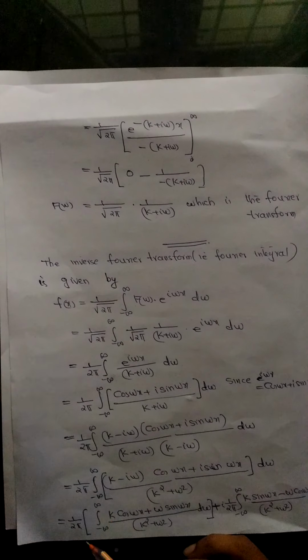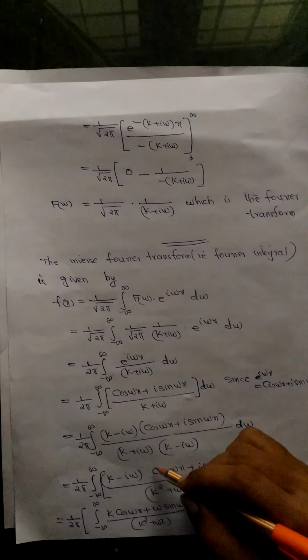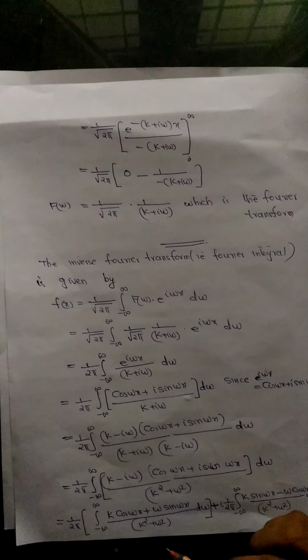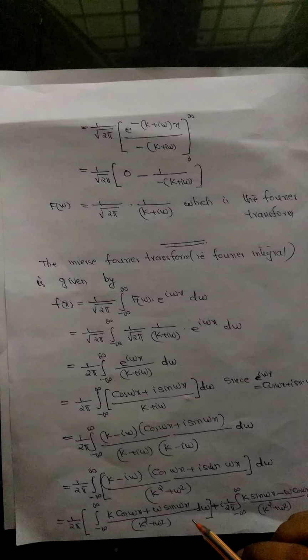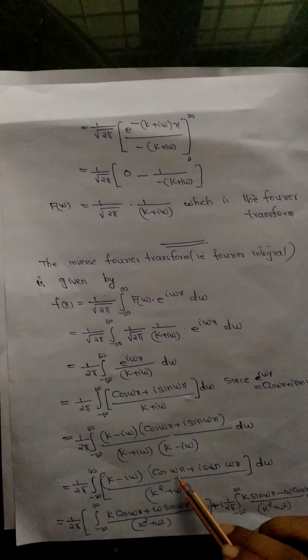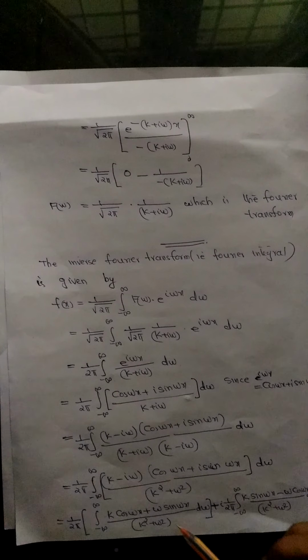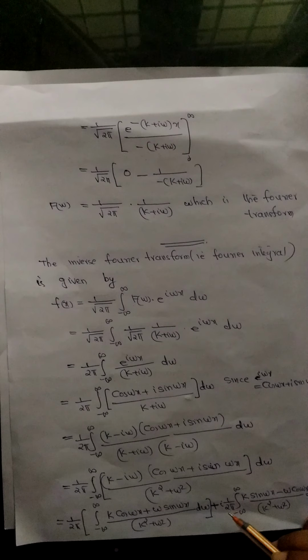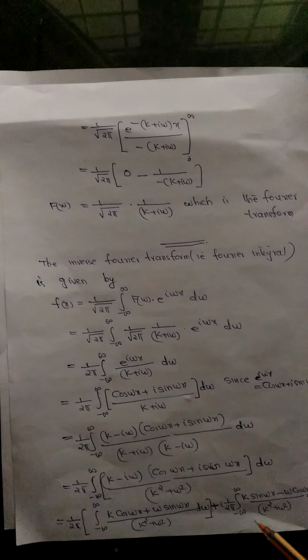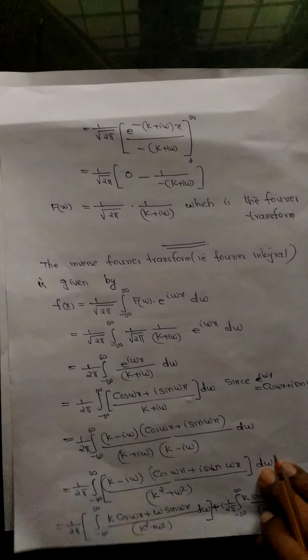So this is equal to 1 by 2 pi integral from minus infinity to plus infinity of k into cos omega x plus omega into sin omega x, divided by k square plus omega square, into d omega. This is the real part. Plus i into 1 by 2 pi integral from minus infinity to plus infinity of k into sin omega x minus omega into cos omega x, by k square plus omega square, into d omega. This is the imaginary part.